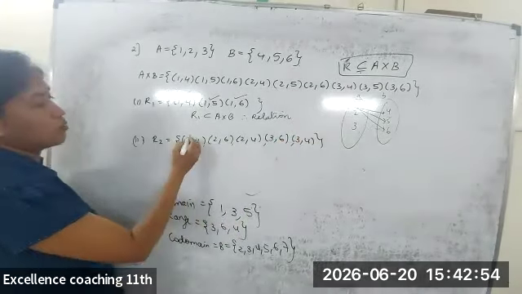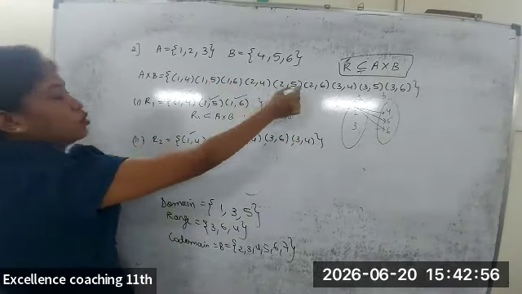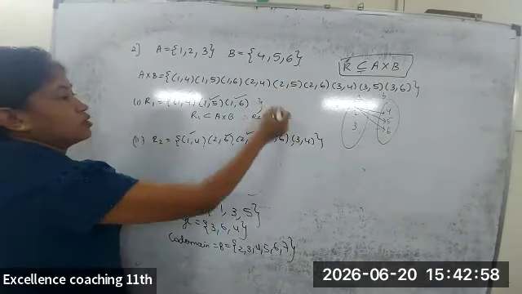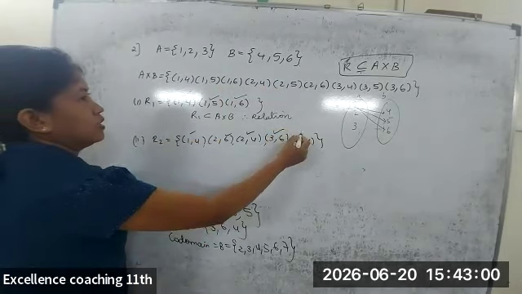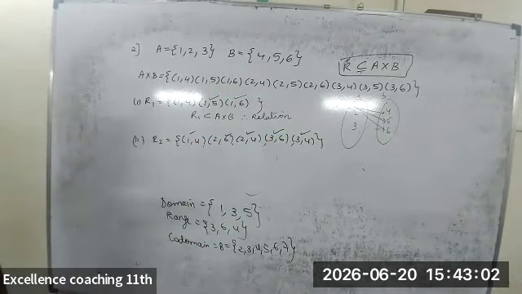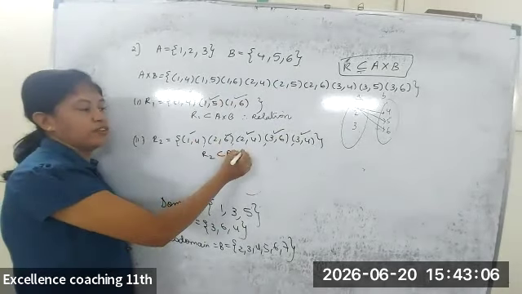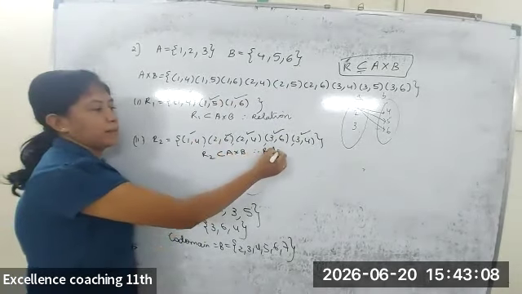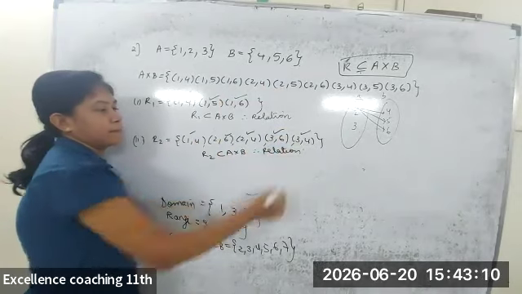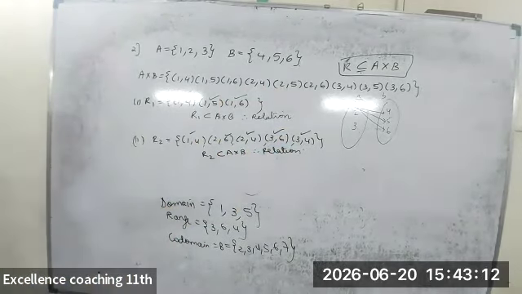So just check. 1, 4, yes. 2, 6 is there. 2, 4 is also there. 3, 6 is also there. 3, all are. So again, R2 is a subset of A cross B. Therefore, it is a relation.